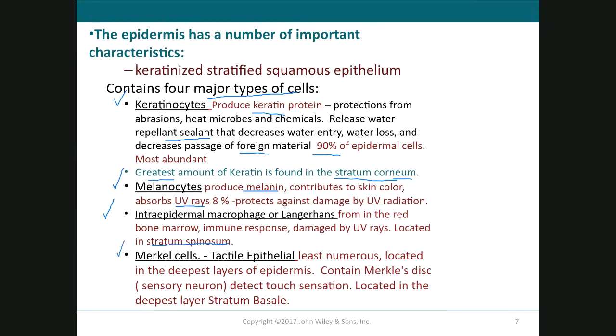The fourth type of cell are Merkel cells, and they're called tactile epithelium. They're located in the deepest layers of the epidermis, and they have what we consider Merkel discs, and/or sensory neurons, which are very, very sensitive to touch. And they're located in the stratum basale, and we'll look at this in a minute.